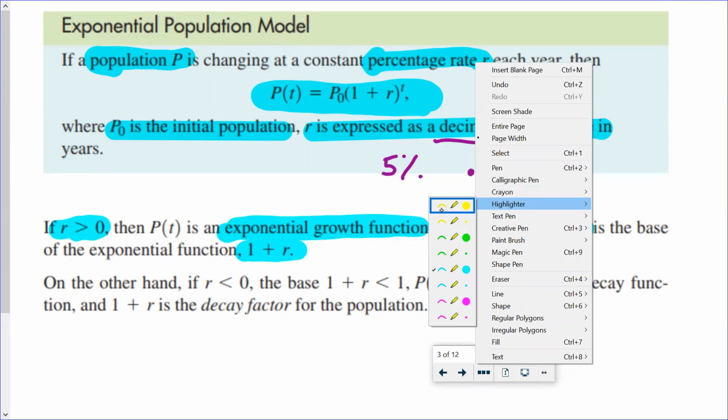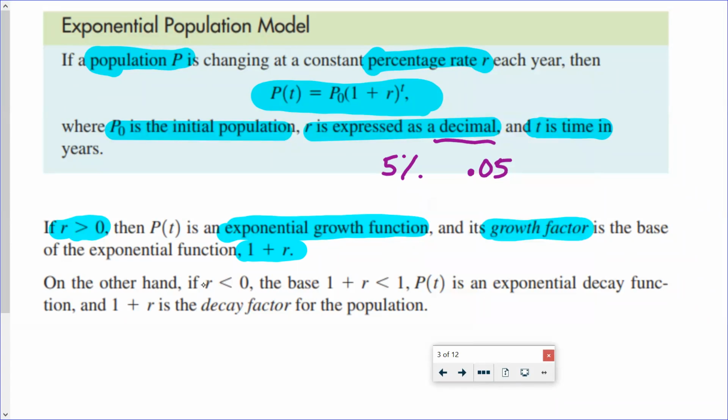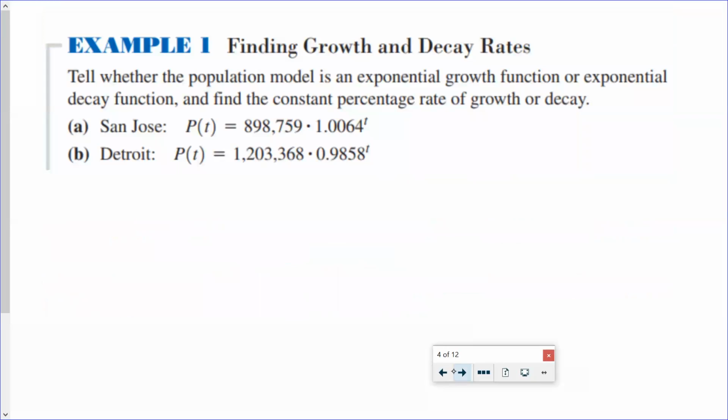Okay? Then, on the other hand, if R is less than 0, then that means 1 plus R is less than 1, which means we've got exponential decay. It's going down. And we're going to call the 1 plus R your decay factor. So just building off of what we learned last time, if the base is bigger than 1, it's growth. If the base is less than 1, it's decay. And that's all going to be determined by your percentage rate. Let's look at 2 easy examples of this, okay?